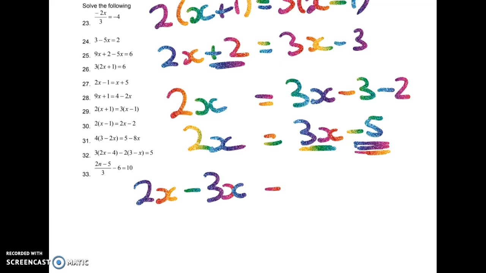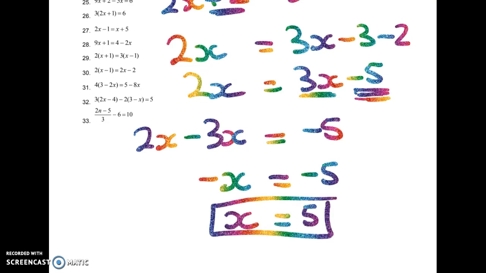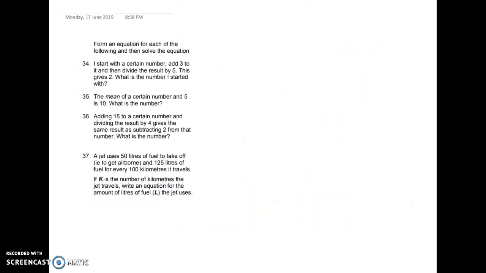So I have 2x minus 3x is equal to negative 5. 2x minus 3x gives me negative x. Negative x is equal to negative 5. So x is equal to just plain old 5. So what am I doing here? Well, I'm dividing both sides by negative 1. Okay, so that was question 29. Let's now look at question 30 and question 31.